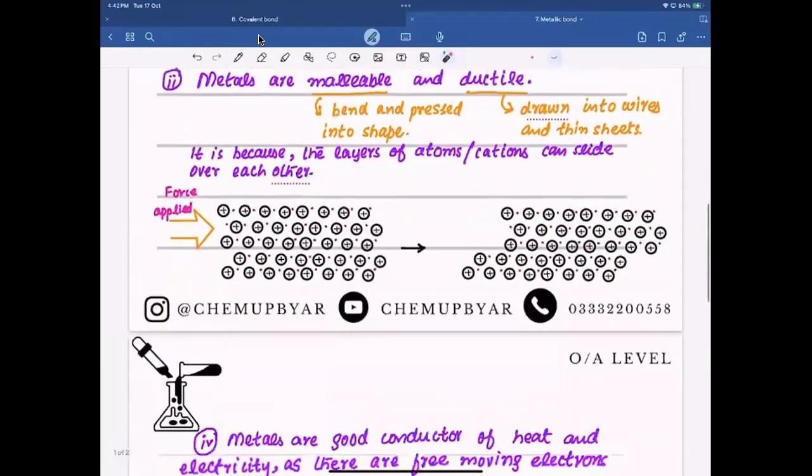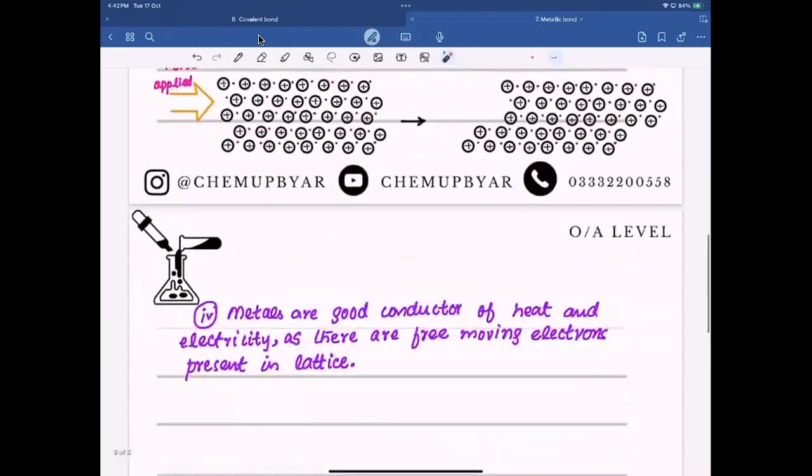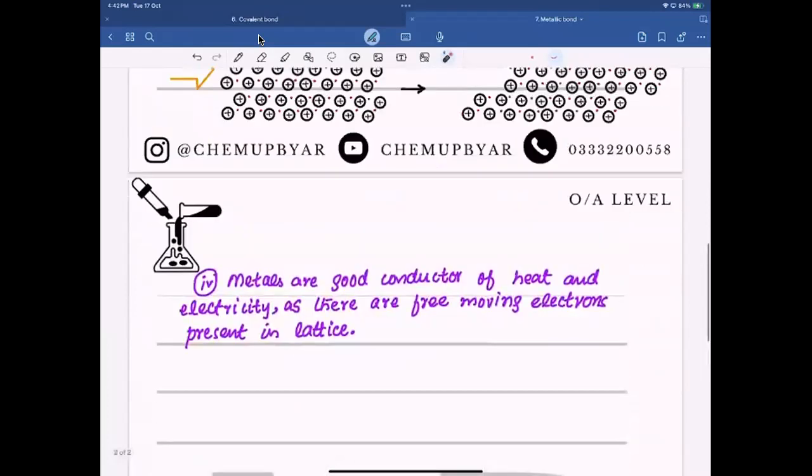Okay. Now, the next property that metals have is that metals are good conductors of heat and electricity, and it is because they have free moving electrons present in their lattice. So after discussing these properties, we are going to start the metal.